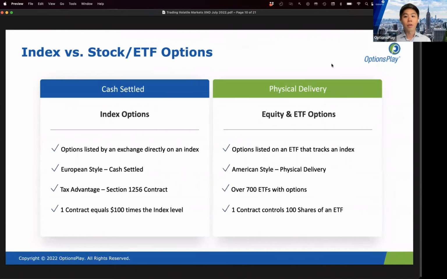Now, how many of you are familiar with trading stock or ETF options? Please type yes into the chat window if you are familiar with trading stock or ETF options. So trading options on SPY, on QQQ, on Apple, on Tesla. If you're familiar with it, type yes into the chat window.